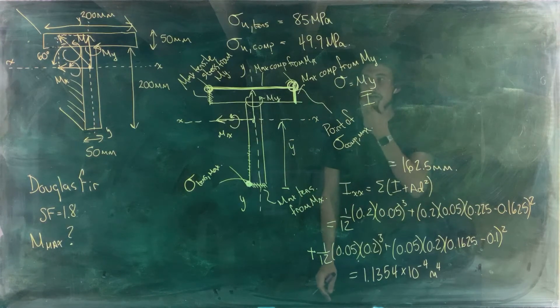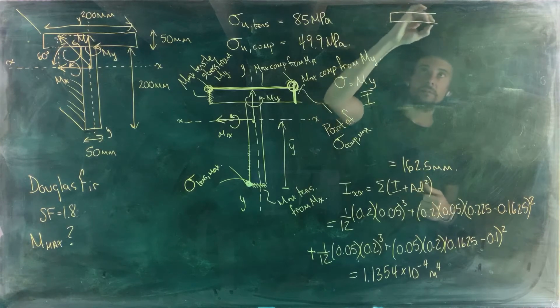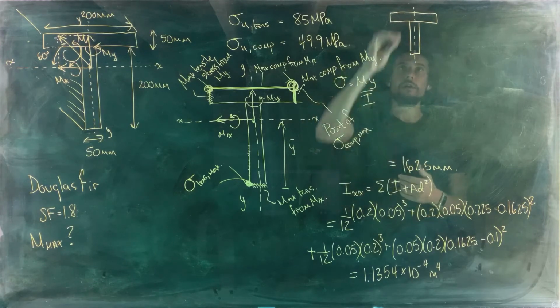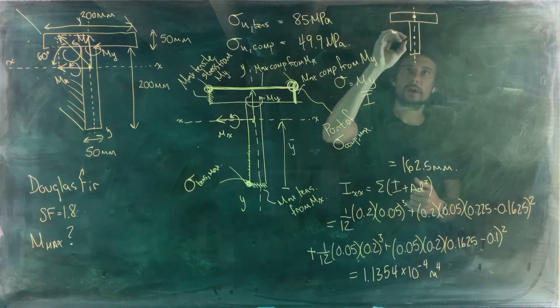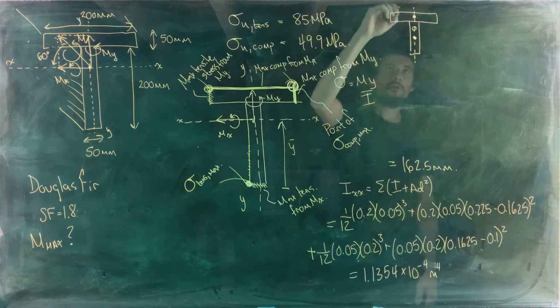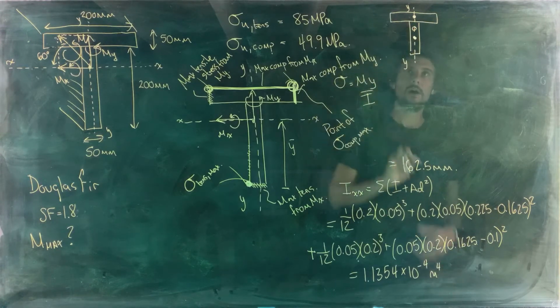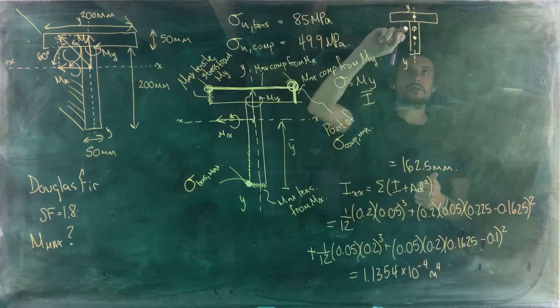Okay, for I about the y-axis, let's look at this. There we go. The centroid of the top piece is there. The centroid of the bottom piece is there. The centroid for the overall cross section is there. Notice that all three of those centroids lie on the y-y axis, so they're all collinear about the same vertical centroidal axis. That means that we can just use simple superposition to calculate what I_yy is.